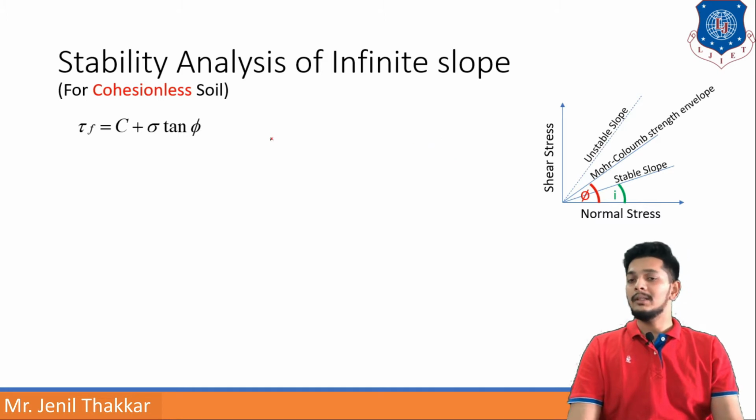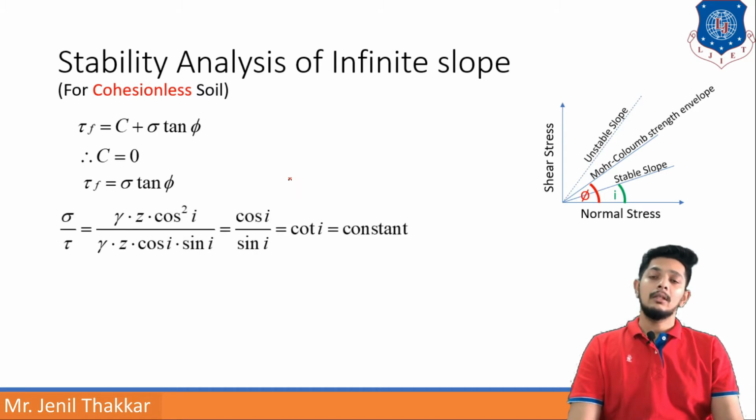Let us assume tau f is equal to c plus sigma tan phi, and c is equal to 0 because it is a cohesionless soil. Then tau f will be sigma tan phi. Here, if we take the sigma by tau ratio, the sigma value from the previous slide is gamma z cos square i upon gamma z cos i into sin i. Calculating it, it will be cos i by sin i, that is cot i. Then we can say sigma by tau is constant and depends only on i, that is cot i, where i is the angle of inclination.